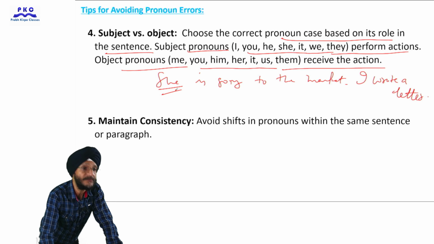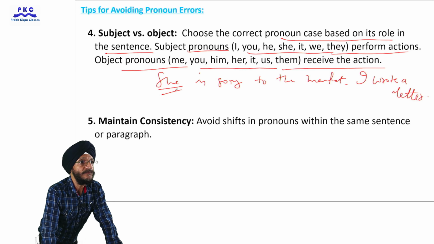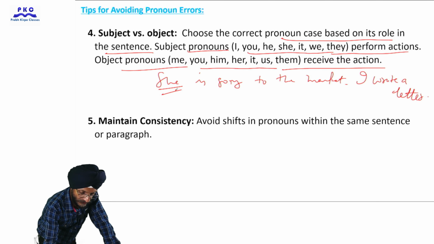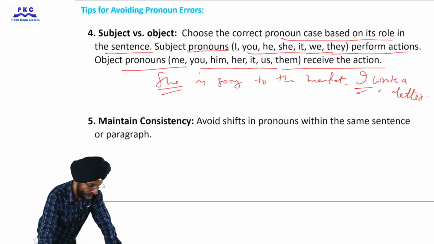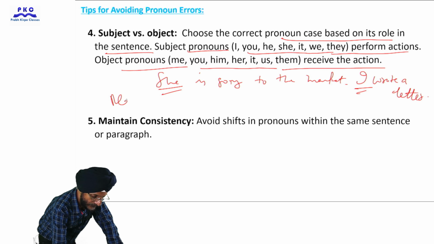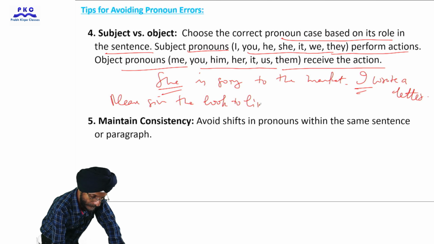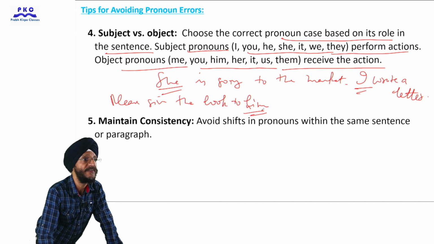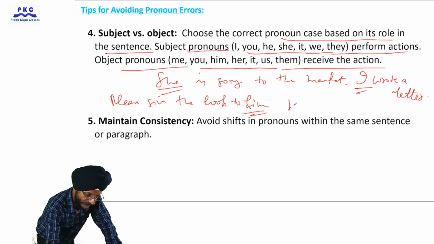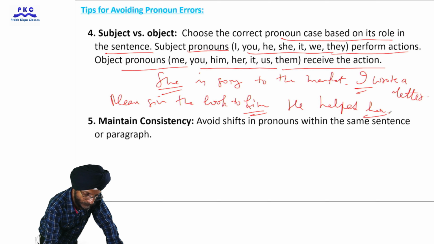So here it is a subject pronoun, which is performing the action. Here, I is performing the action. If we say please give the book to him, it is an object pronoun, it is receiving the action. If we say he helped her, her is an object pronoun.